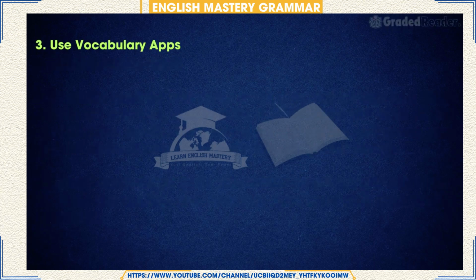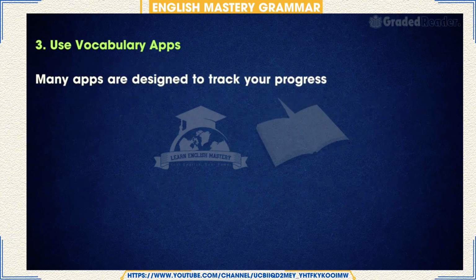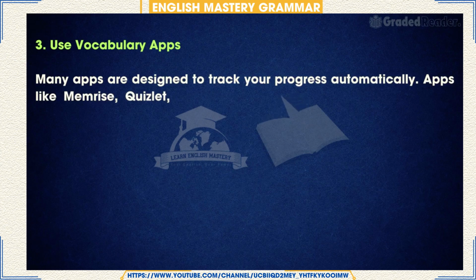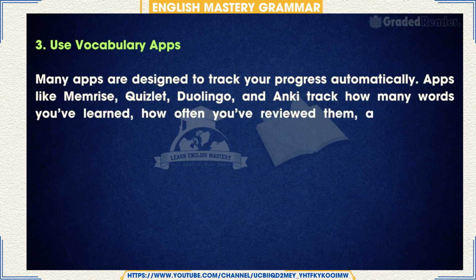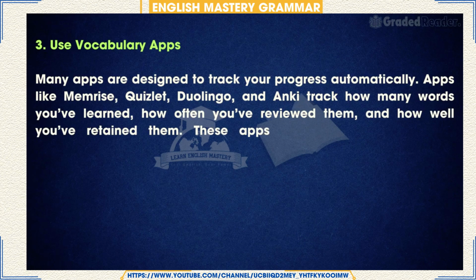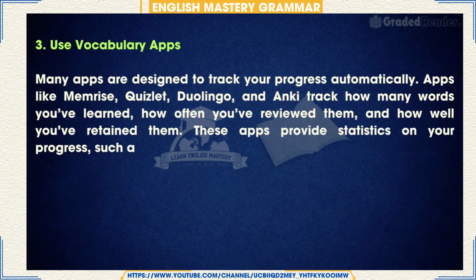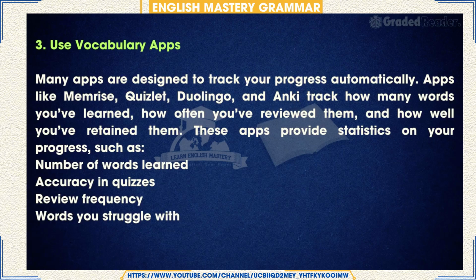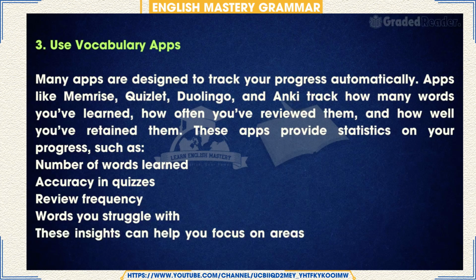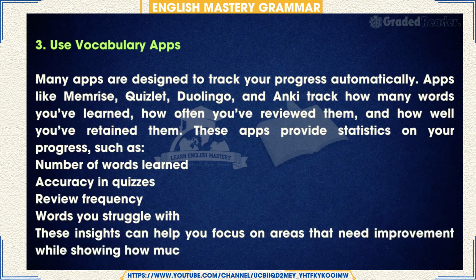3. Use vocabulary apps. Many apps are designed to track your progress automatically. Apps like Memrise, Quizlet, Duolingo, and Anki track how many words you've learned, how often you've reviewed them, and how well you've retained them. These apps provide statistics on your progress, such as number of words learned, accuracy in quizzes, review frequency, and words you struggle with. These insights can help you focus on areas that need improvement while showing how much you've already achieved.